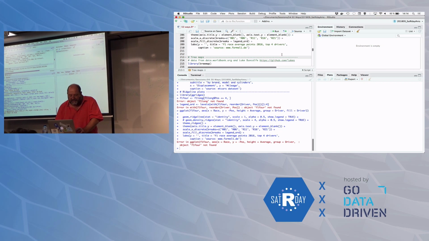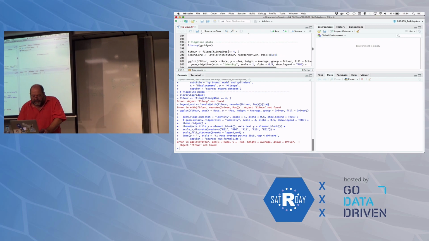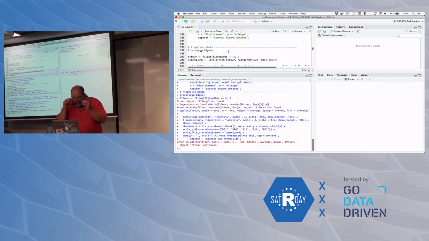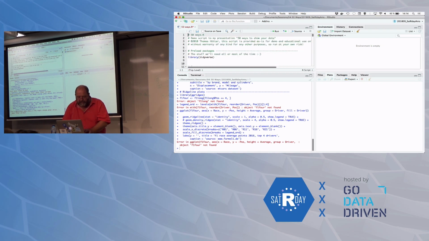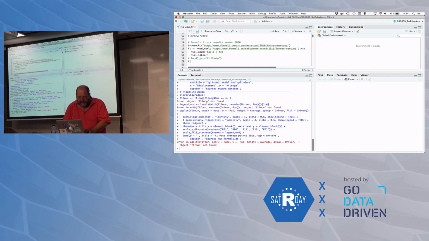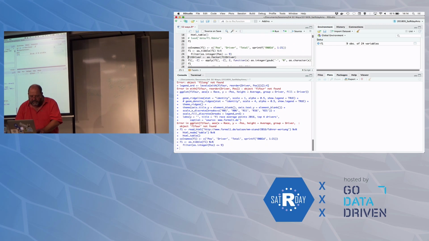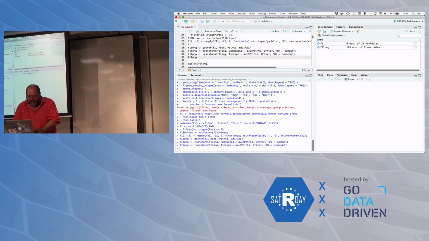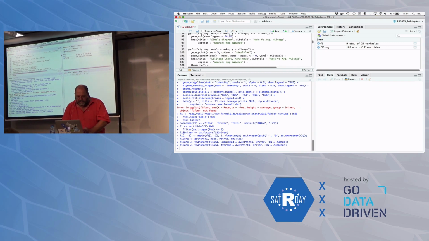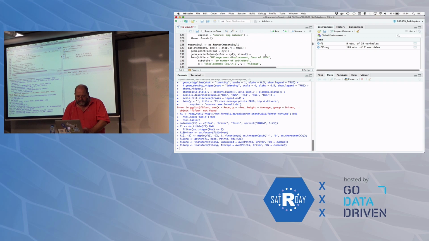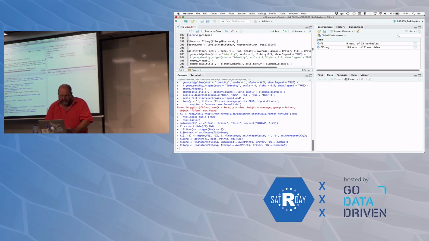Wait a moment. Where am I? That data set. Oh, I cleaned my data set, of course. Silly me. I have to do it again. Sorry about that. I hope I don't need the second. There you go.